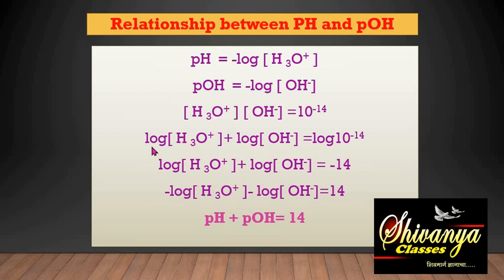Taking logarithm of both sides, it becomes log H3O plus log OH minus is equal to log 10 raised to minus 14. Then taking log base 10, log H3O plus log OH minus is equal to minus 14. By sign inversion, we get minus log H3O plus minus log OH minus is equal to 14, where minus log H3O plus is the pH and minus log OH minus is the pOH. So pH plus pOH is equal to 14.